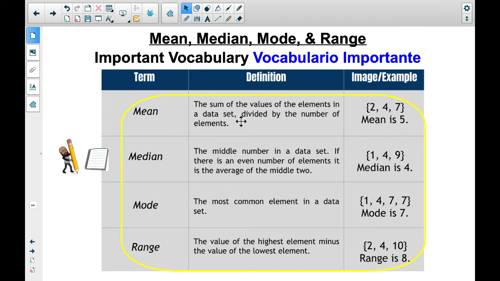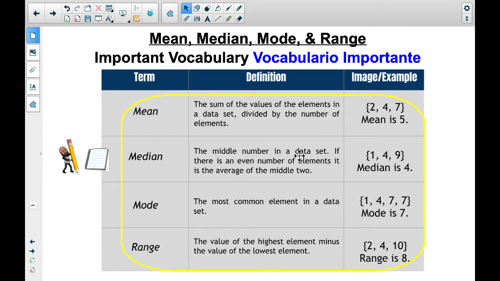Now, we know to find mean or average, because those are the same words, you add all of the values up, or the elements up, and you divide it by the number of values there. So 2 plus 4 plus 7 gets 15. 15 divided by 3 is 5. The mean is 5 here.